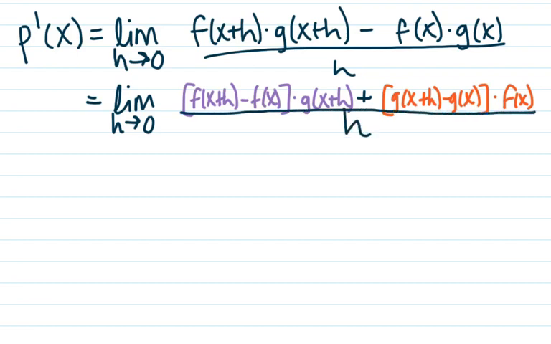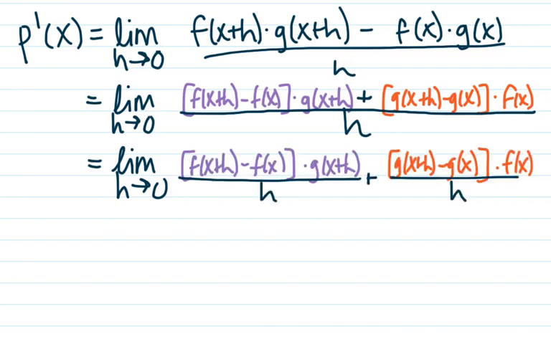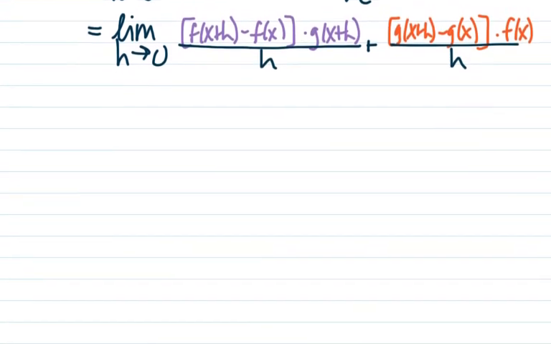Now, somehow it looks like we've gone from something more simple to something more complicated, but give me this next step and I think you'll see where we're headed. So we're finding the limit as h approaches 0, and I'm going to break these up into two separate functions here, just because the plus sign allows me to do that. So let's break this up. Okay, so are you starting to see something familiar?